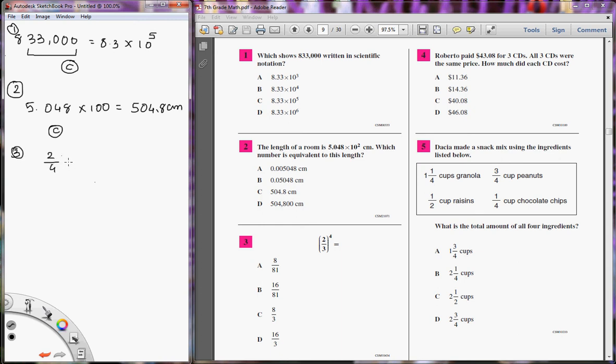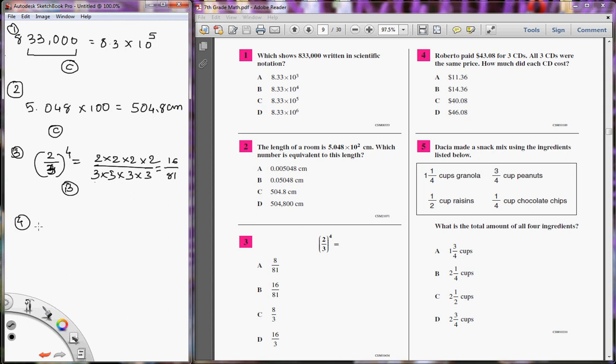The third question is 2 divided by 3, raised to 4. That can be written as 2 times 2 times 2 times 2 divided by 3 times 3 times 3 times 3, which is equal to 16 divided by 81. So the answer will be B here.